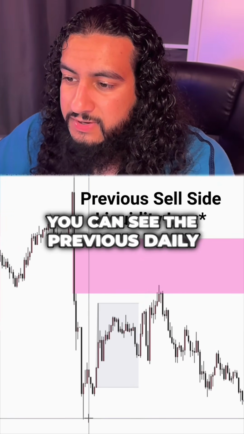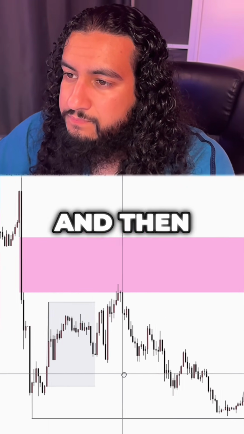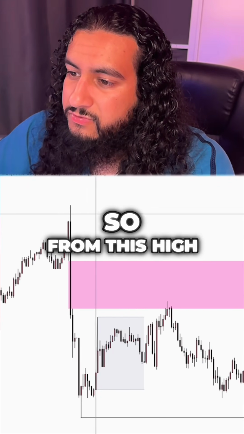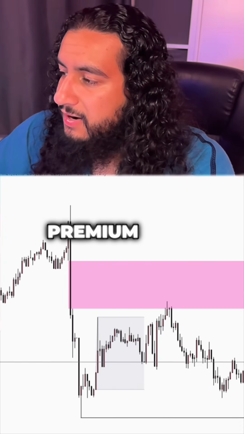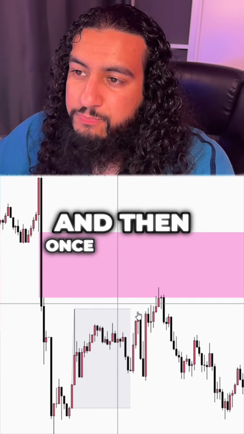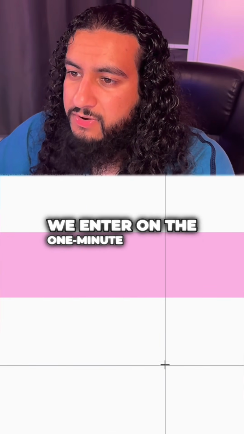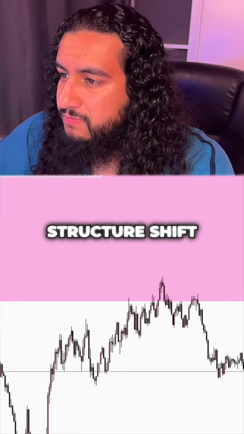You can see the previous daily low has not been swept, so you mark out your low. And then you mark out a fair value gap that is in a premium region. So from this high to this low, we can see it's above 50%. So this is a nice premium area. And then once price taps into this 15-minute fair value gap, we enter on the 1 minute time frame. So we drop our time frame, we look for some sort of market structure shift.